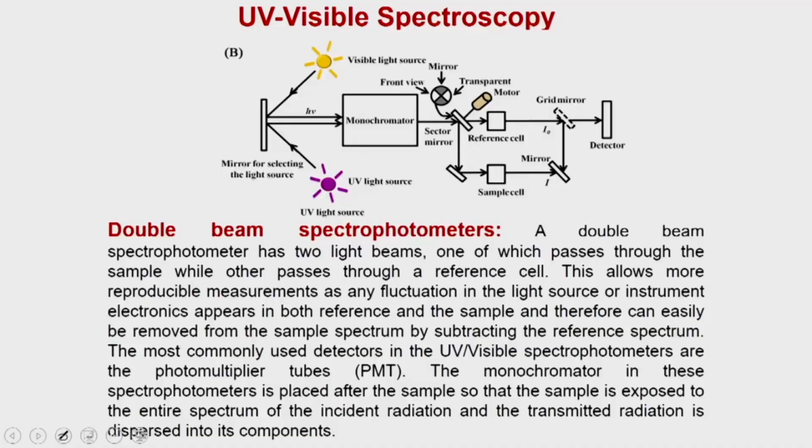So, this is what is exactly going to happen. In the double beam spectrophotometer you are going to have the visible light source, the UV light source, then the monochromator, and next to the monochromator you are going to have a splitter. That splitter is going to split the single beam into two beams. One is going into the test sample, the other one is directly going into the reference sample.